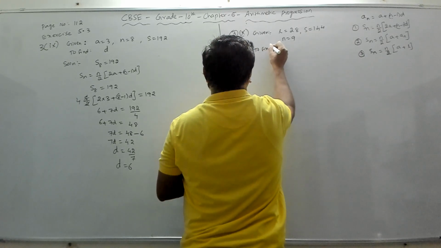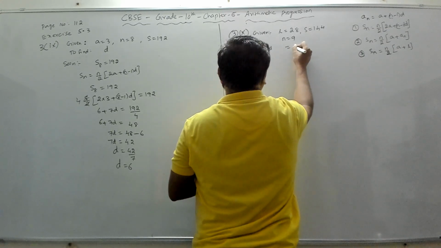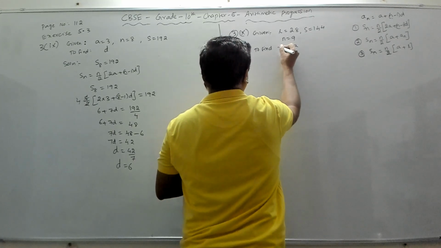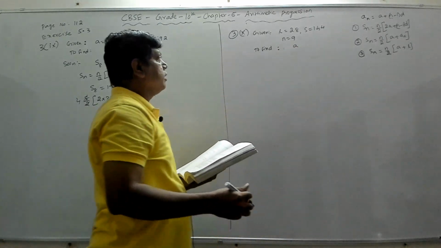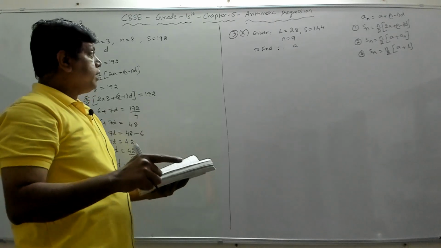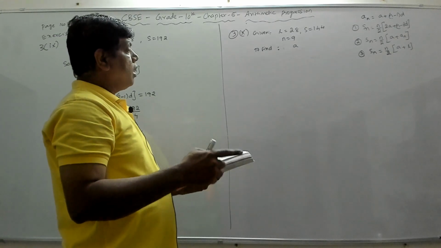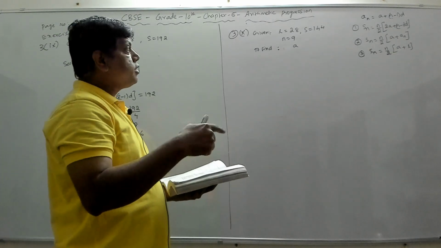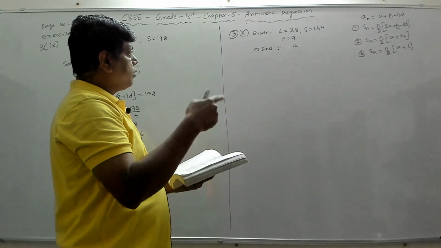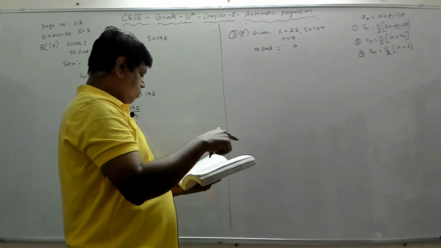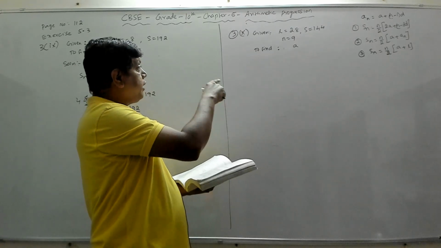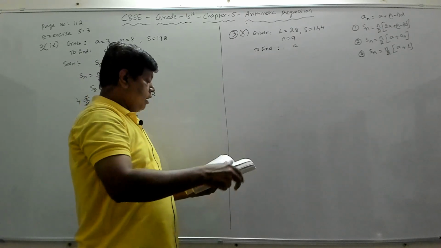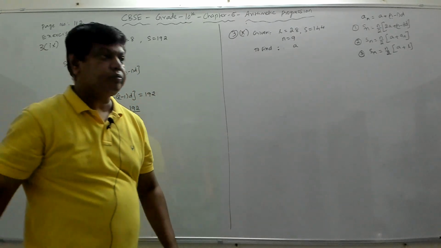We have to find A. L is 28. L means last term, or you can call it AN. AN is 28. Sum is 144. There are total 9 terms, which means N is 9, and we have to find the value of A.